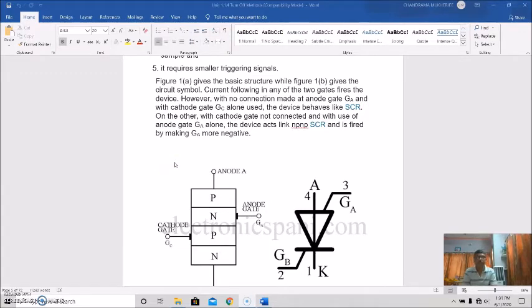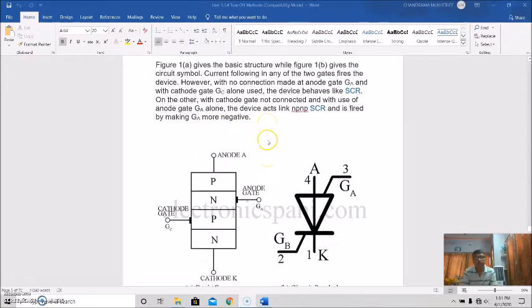However, if no connection is made at the anode gate and only the cathode gate is used, the device behaves like an SCR. On the other hand, with the cathode gate not connected and use of the anode gate alone, the device acts like a PNP-type SCR and is fired by making the anode gate more negative.